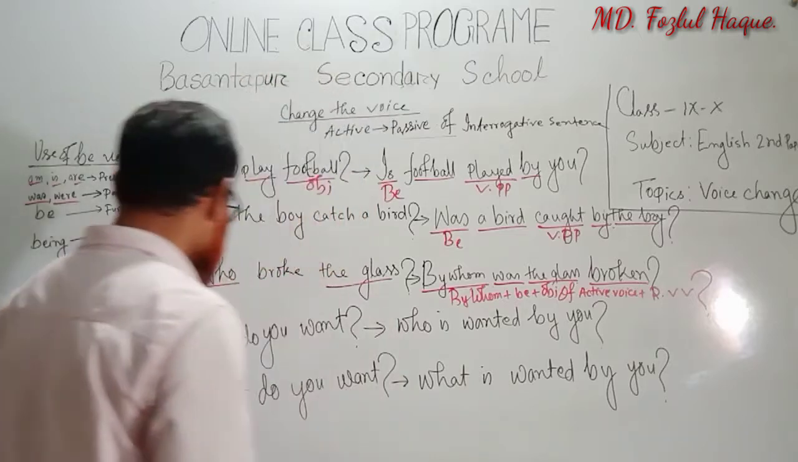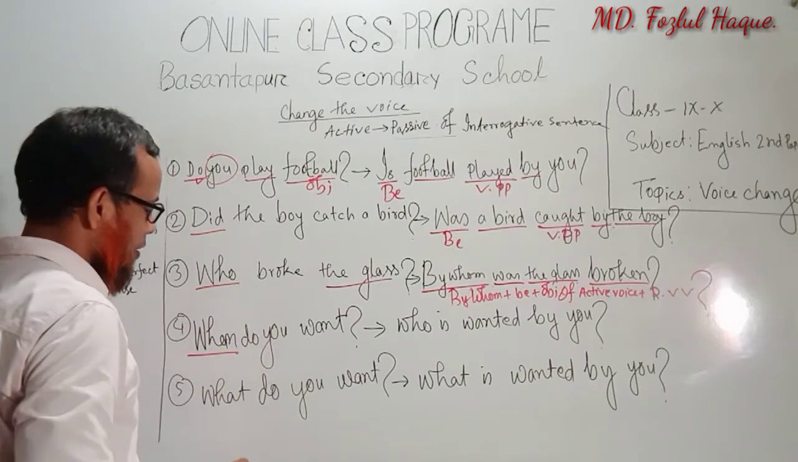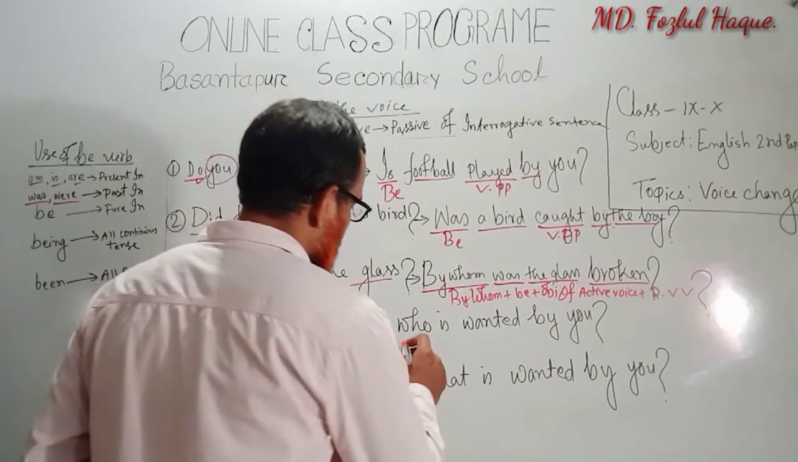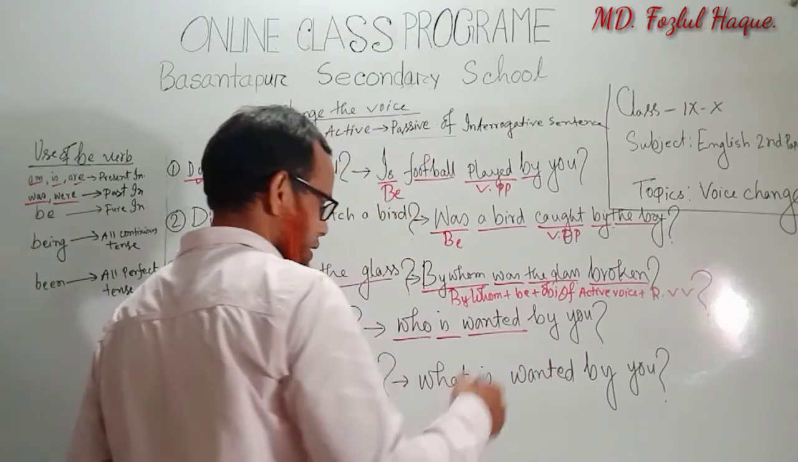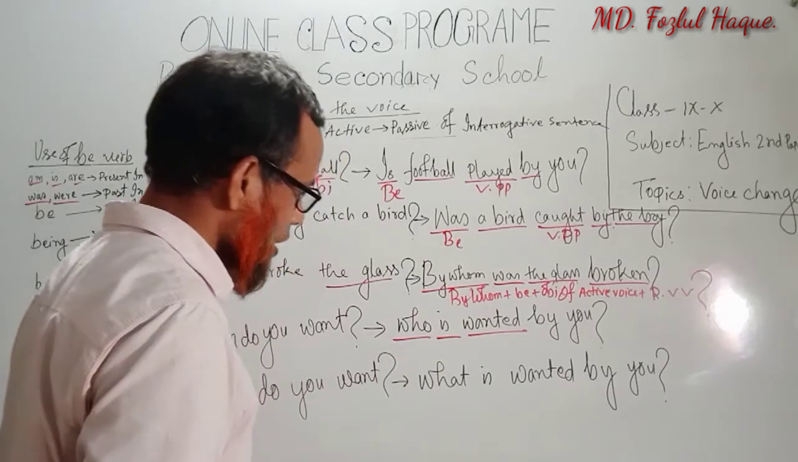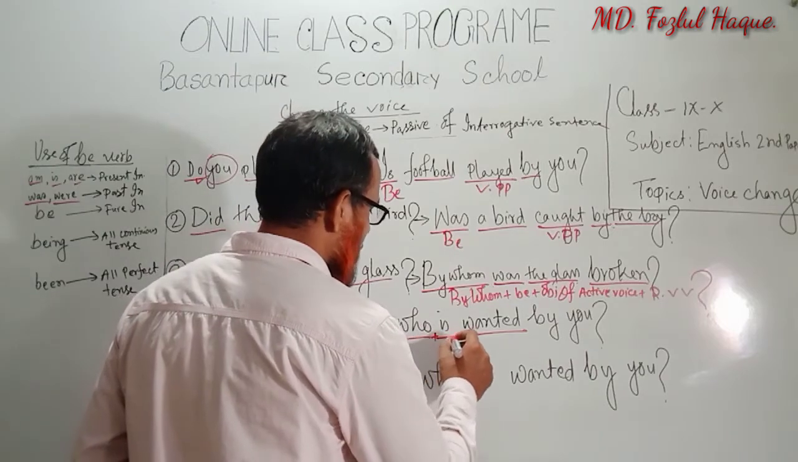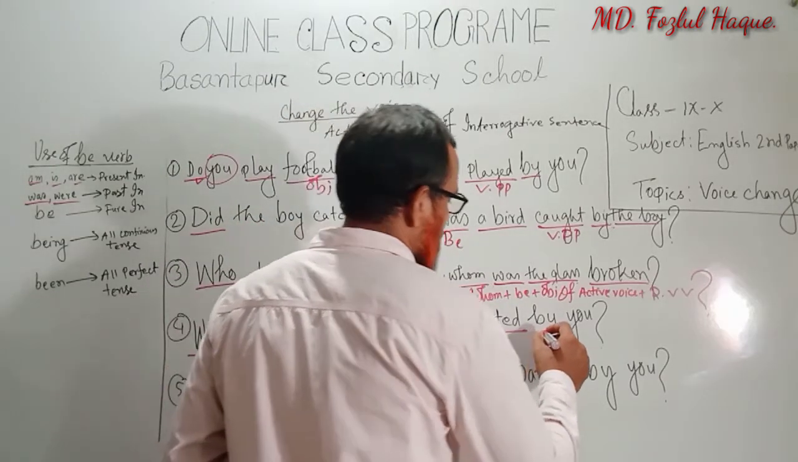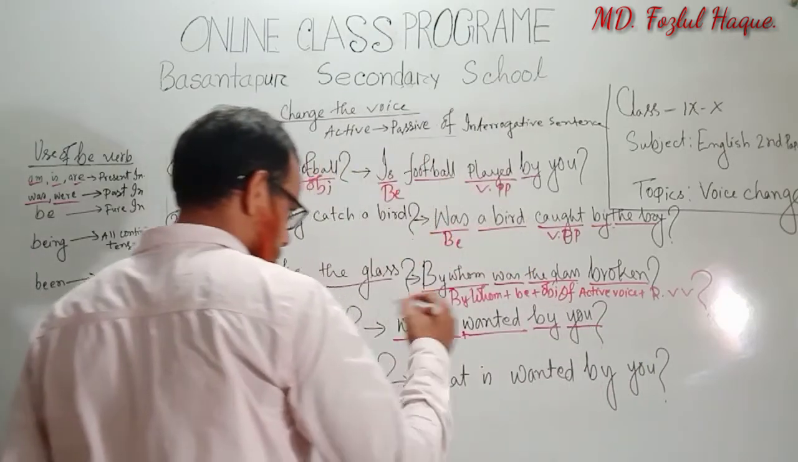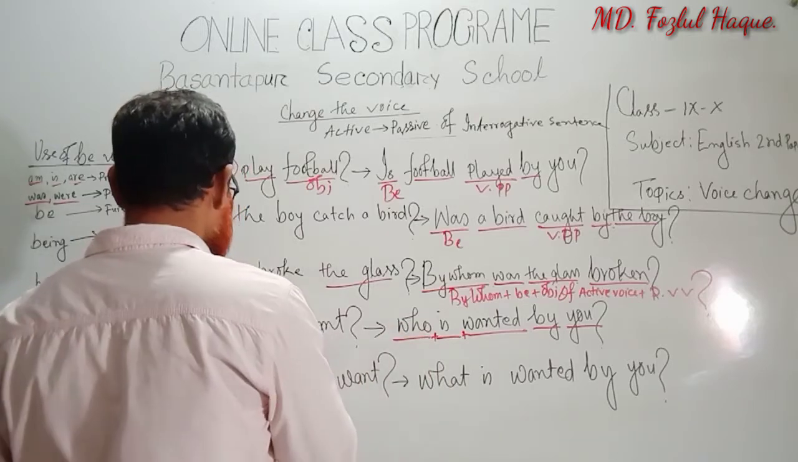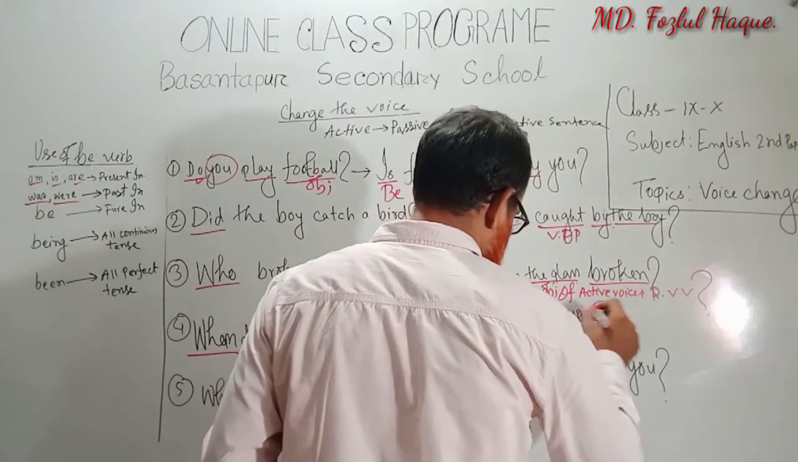So next question: whom do you want? If we find whom, we use who, then be verb, then main verb past participle. These are the structure step by step: who, be verb, and main verb past participle. After the main verb past participle, a preposition, then the subject of passive voice in objective form.